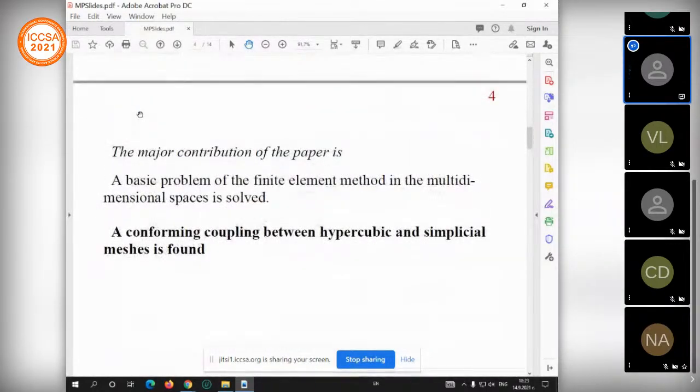And now we are talking about the major contribution of the paper. The paper is devoted to the geometrical foundations of the finite element method, and in particular the theory of meshes. One of the fundamental problems of the finite element method in an arbitrary n-dimensional Euclidean space is solved in this paper. New k-pyramidal elements are obtained. Their properties are discussed too.